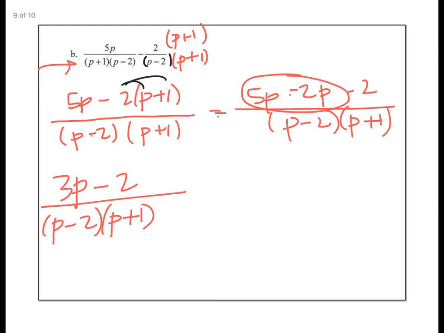So now I didn't factor, I distributed and I combined like terms. Now I want to see if I can factor. The bottom's already factored, and the top has no GCF, and unfortunately there's nothing I can cancel. There's not a p minus 2 or a p plus 1 up top, so this is my final answer.